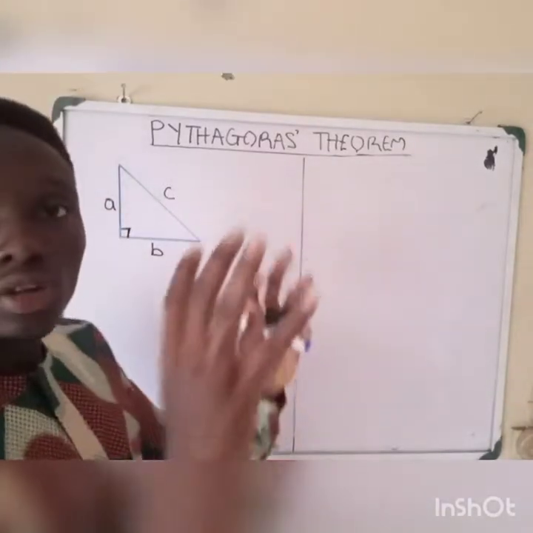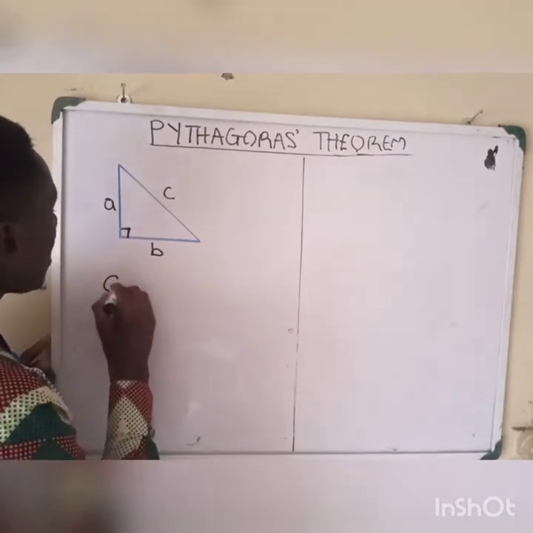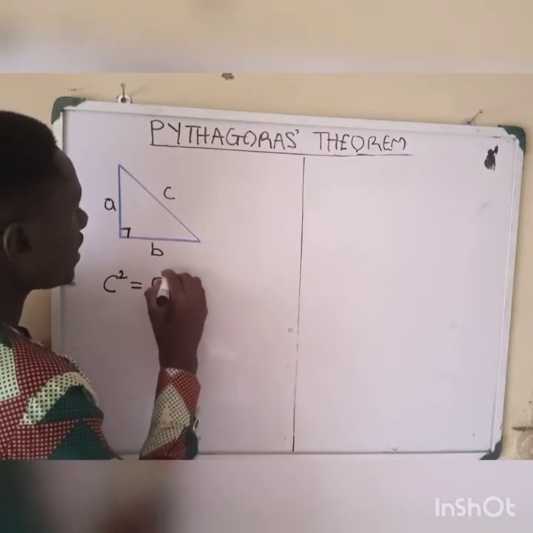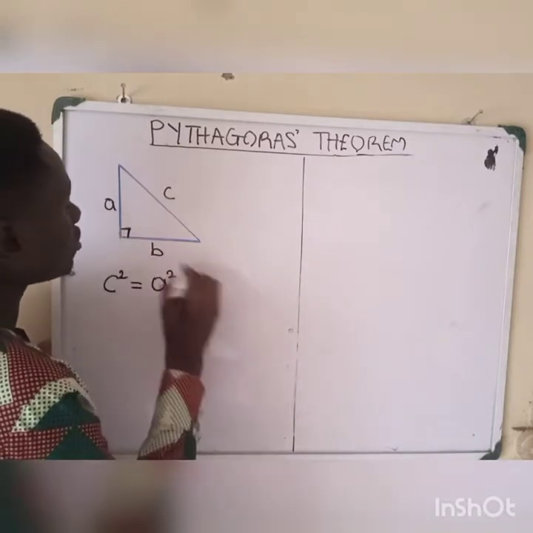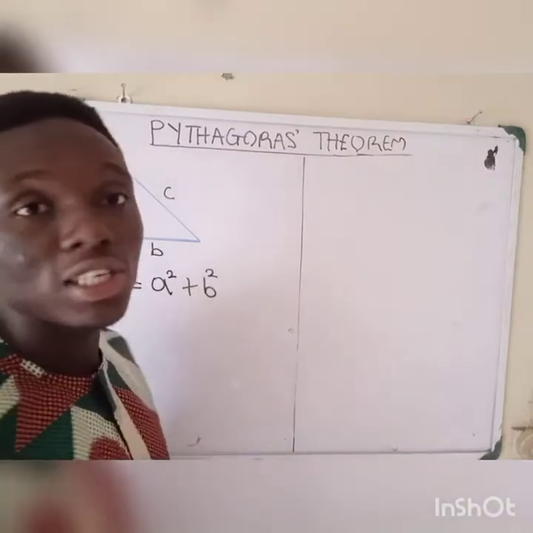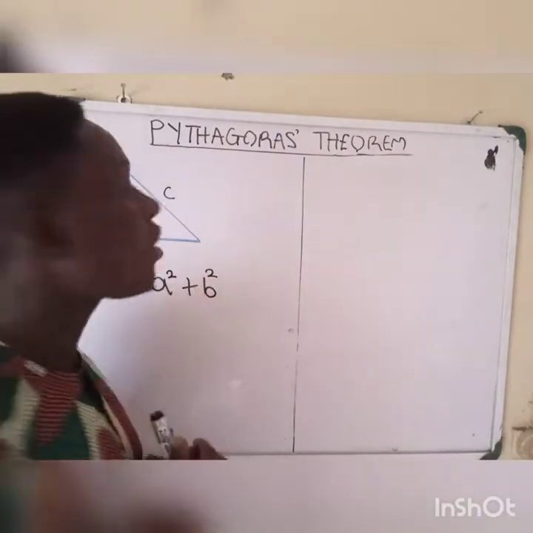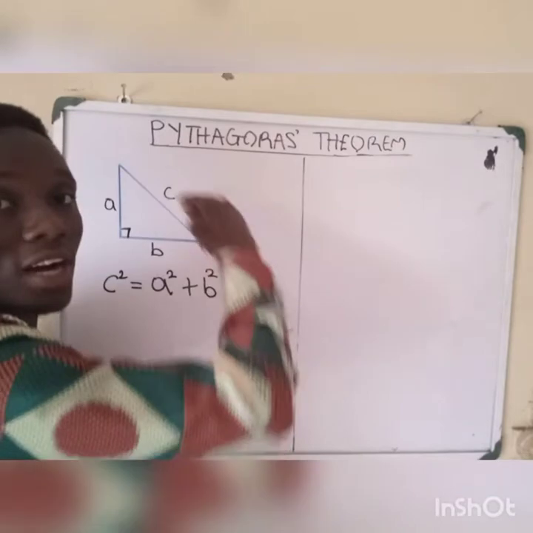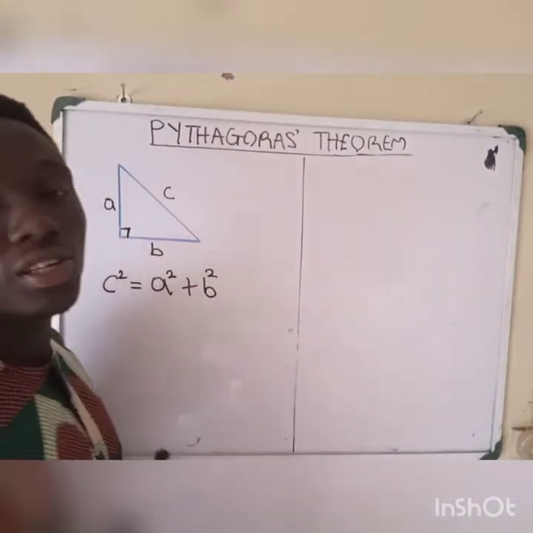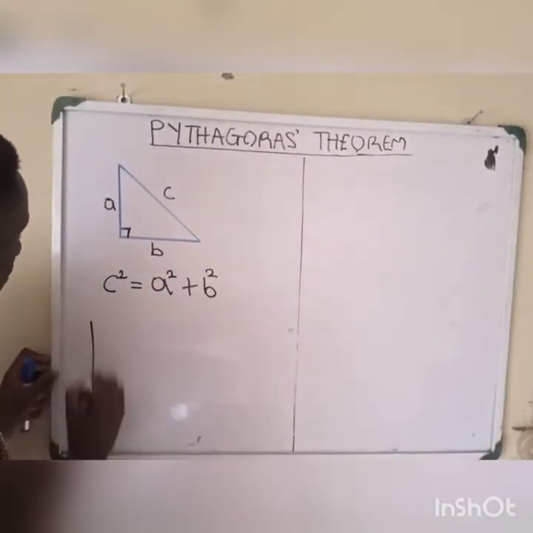So given any right angle triangle, the Pythagoras theorem says that the square of the hypotenuse is equal to the square of this side plus the square of the other side. In other words, the square of the hypotenuse is equal to the sum of the square of the other two sides. The hypotenuse is always the longest side of the given right angle triangle. Or you say the side opposite this 90 degree is called the what? Hypotenuse. So now let's solve some examples.